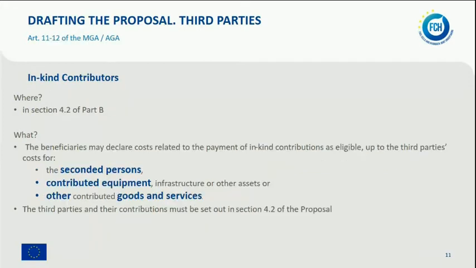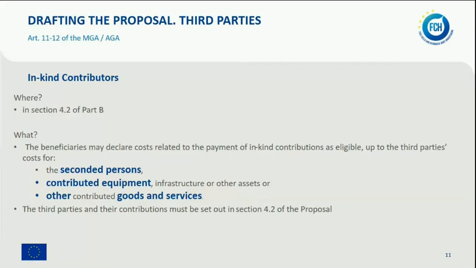You may also have the possibility to rely on in-kind contributors. That means you have one university giving another university, for example, personnel, contributed equipment, contributed infrastructure, or other goods and services. Meaning ownership does not pass from one to the other, but they are so-called borrowed for the time of the grant. These also need to be included in this section 4.2.